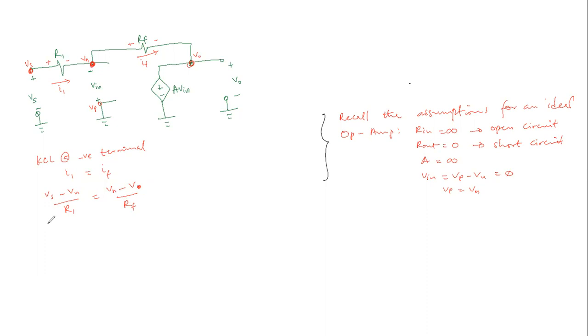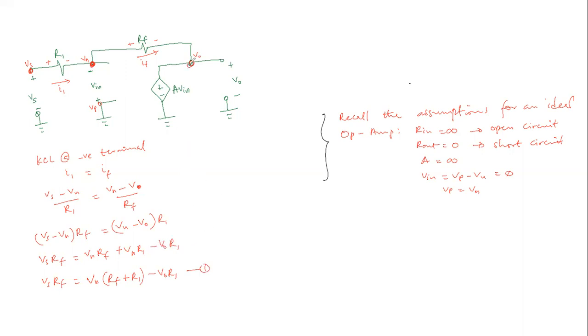Okay, so this will be the same as V sub S minus V sub N, RF, we cross multiply, V sub N minus V naught, R1. So if we collect like terms here, V sub S RF will be the same as V sub N RF plus V sub N R1 minus V naught R1. And V sub S RF will be the same as V sub N RF plus R1 minus V naught R1. So let's say this is our first equation.